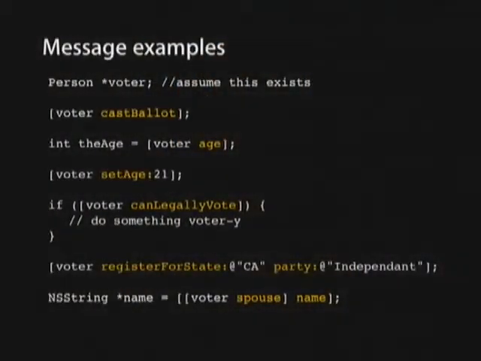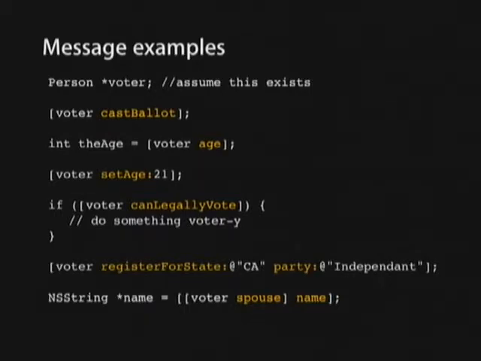So let's look at some examples. So the voter class, I have this person class, and I have an instance called voter. When I call cast ballot, that's one method call. I can call age, which returns a value. I can call set age, which takes a value.